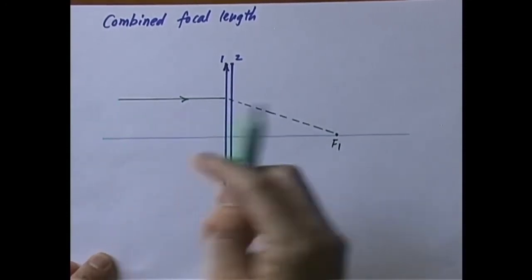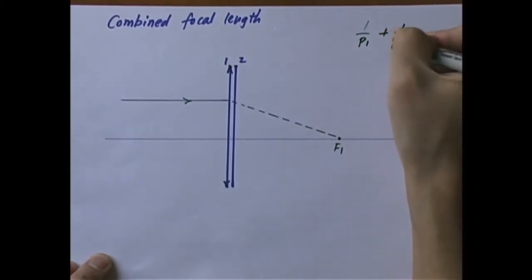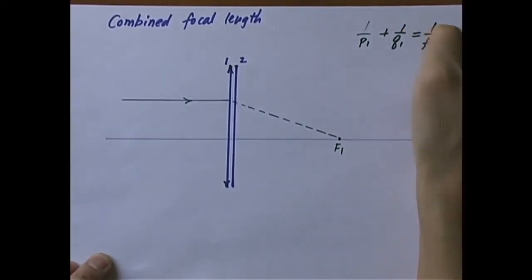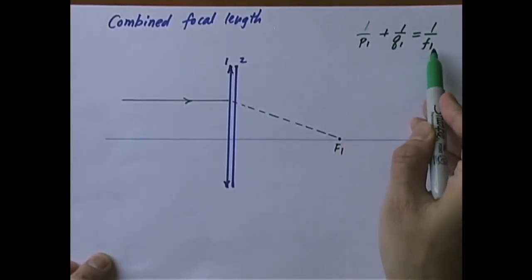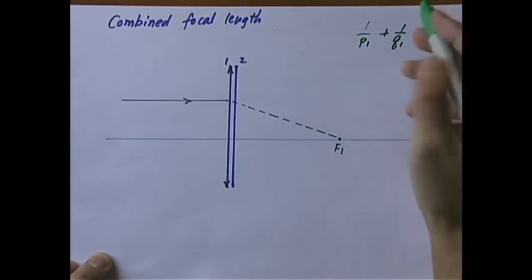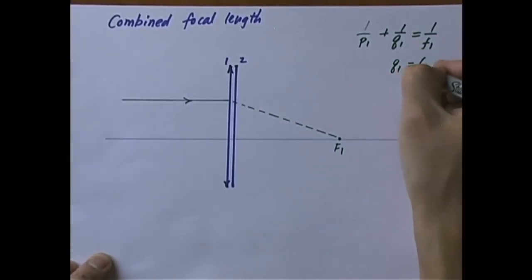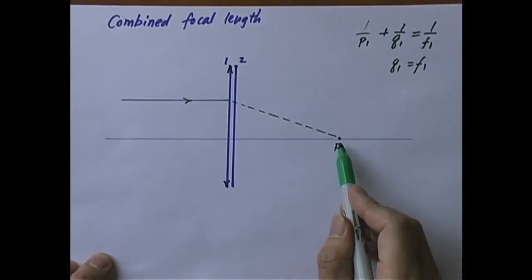P1 is infinity. 1 over P1 plus 1 over Q1 equals 1 over F1. Right? P1 is infinity, and therefore Q1 is F1. So Q1 is F1, between here and there. That's Q1. That's it. The first image is formed here.